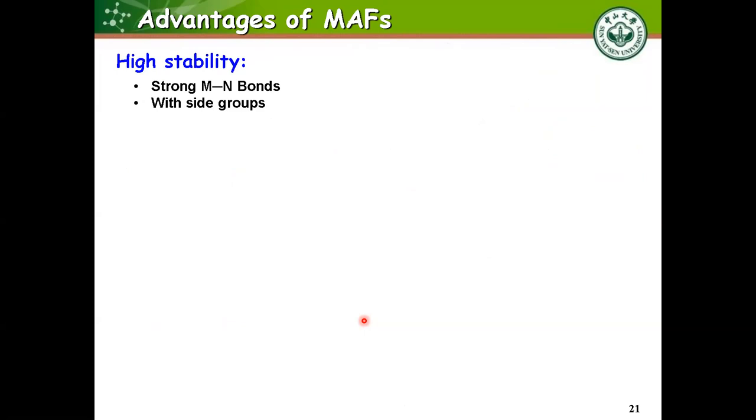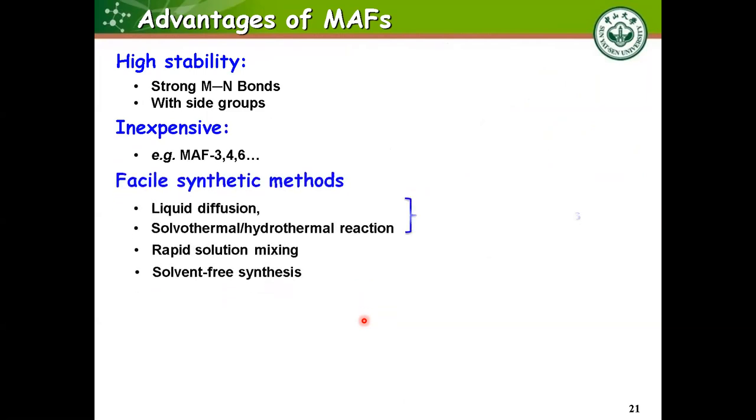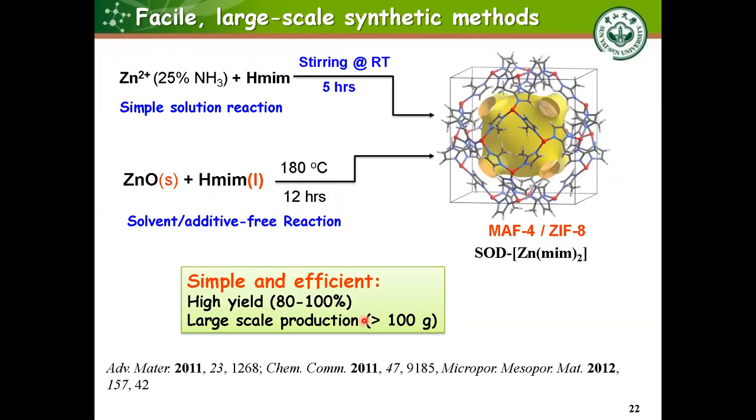Besides high stability, many MAFs are not expensive. For example, all the MAFs I mentioned previously are quite cheap because the organic linkers are not complicated and not expensive. Furthermore, there are a variety of facile synthetic methods for MAF materials. For instance, two very simple synthetic approaches for MAF-4 are shown here. It can be simply prepared by mixing the chemicals and stirring for 5 hours, or by heating a mixture of zinc oxide and methyl imidazole to 180 degrees Celsius for 12 hours without addition of any solvent or additive. Large-scale production is feasible with these two facile approaches.